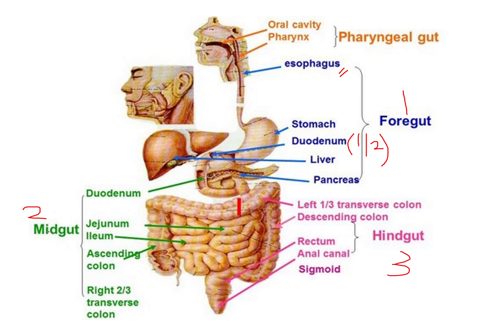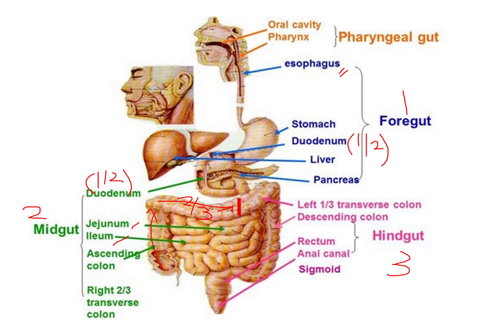Derivatives of the midgut include the distal one half of the duodenum, the small intestines, the jejunum and ileum, the ascending colon, all the way up to the right two-thirds of the transverse colon.